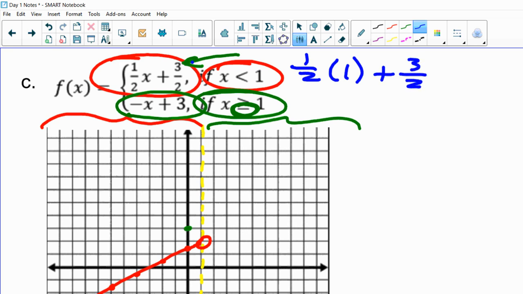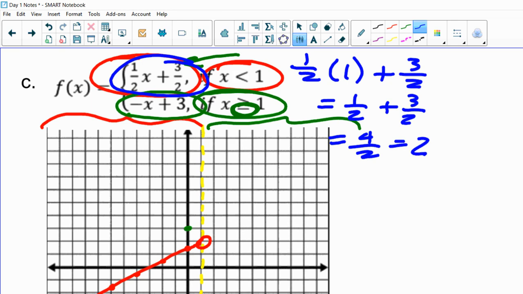Notice all I'm doing here is letting X equal 1. Well, half of 1 is a half. So that's 1/2 plus 3/2 is 4/2, which is 2. So Mr. Red runs into the fence when Y is 2.